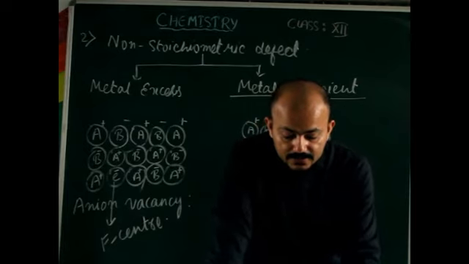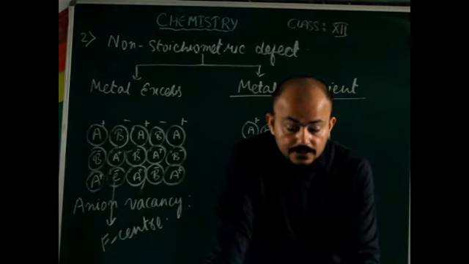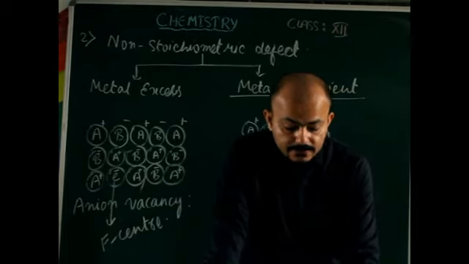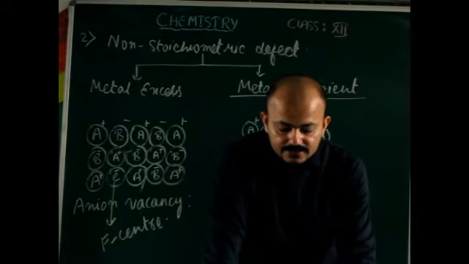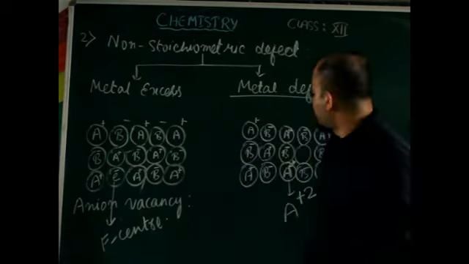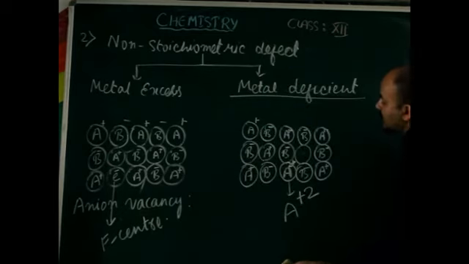Now, metal deficiency defect may also occur in another way. Now please listen to this very carefully. One extra negative ion may occupy an interstitial position. The extra negative charge may be balanced by some nearby cations present.